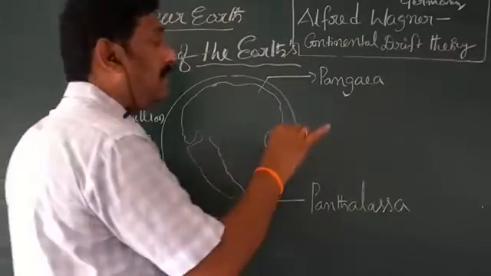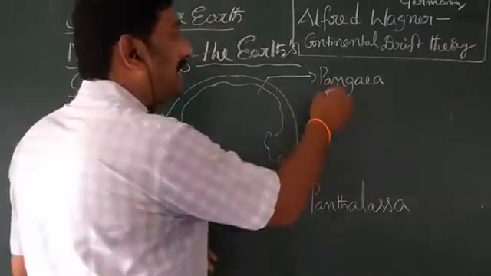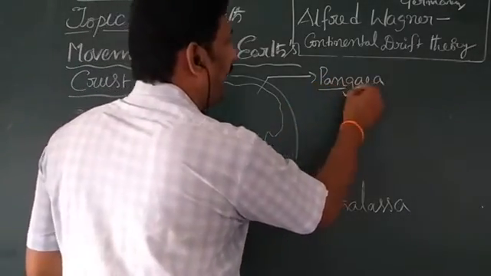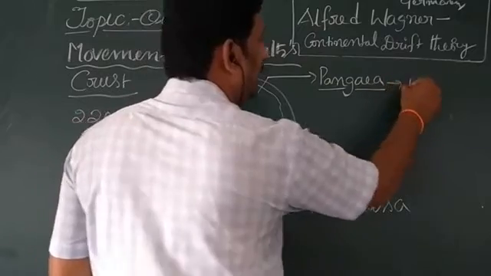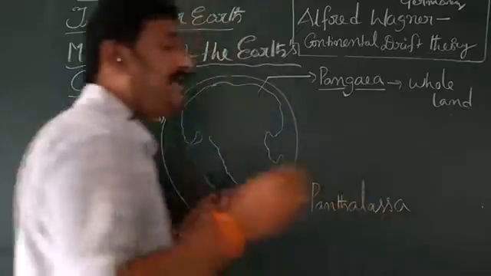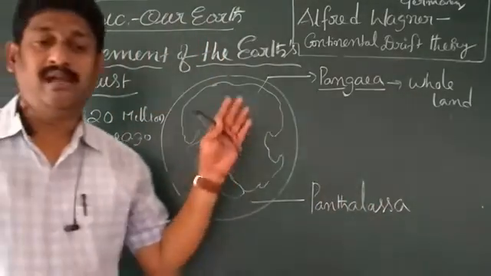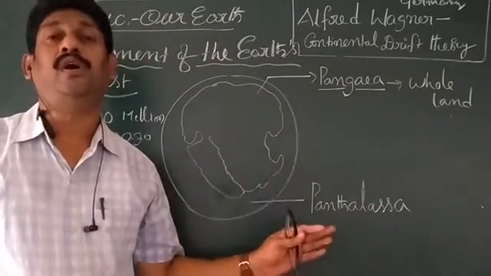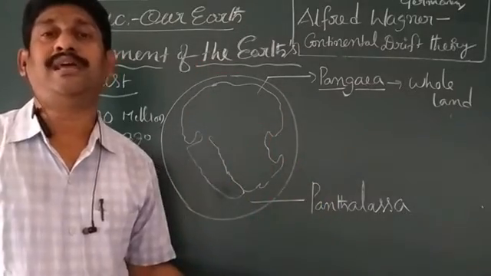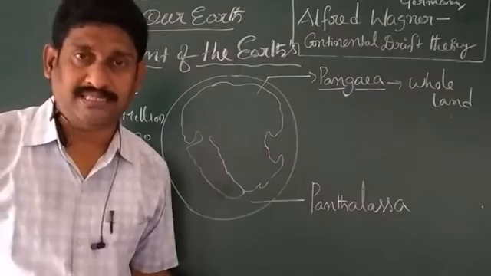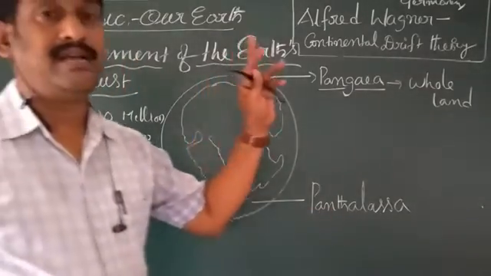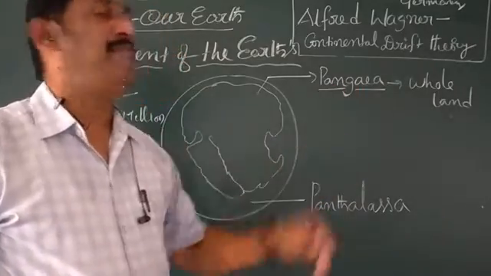That whole land, based on the German term, is called Pangea. Pangea means what? Whole land. Only one land existed 220 million years ago. That land only we can call a whole land part. So that is also from the Greek word, he said, Pangea.